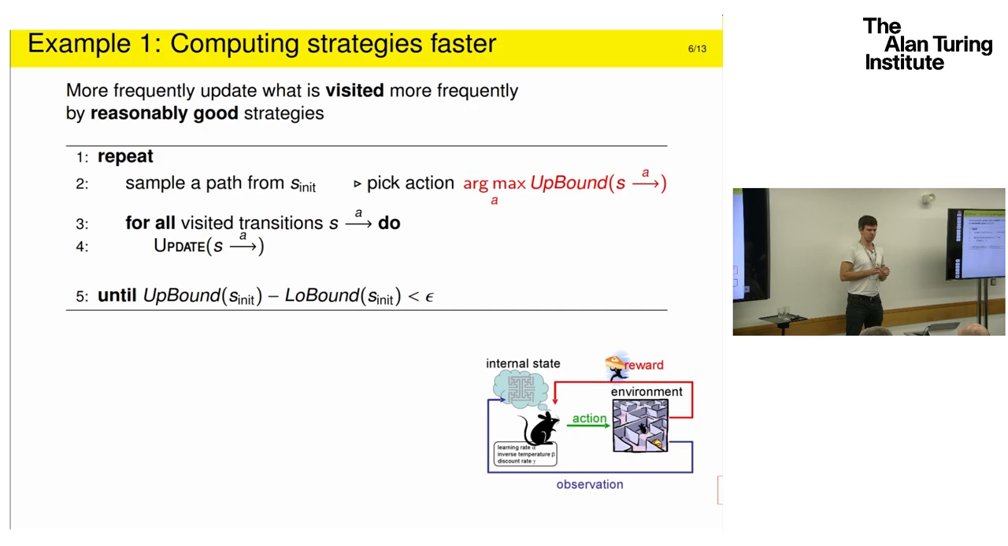And this way, you can generate a path. You update the information on this path, and you figure out that actually this is not so good a strategy or so good a path as I thought. I will lower my upper bounds accordingly. And next time I come to the state, I decide in a different way.